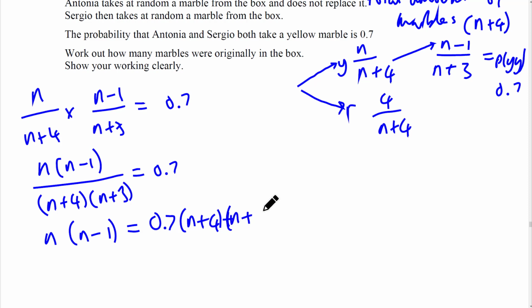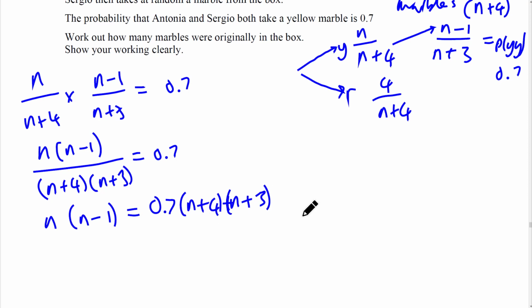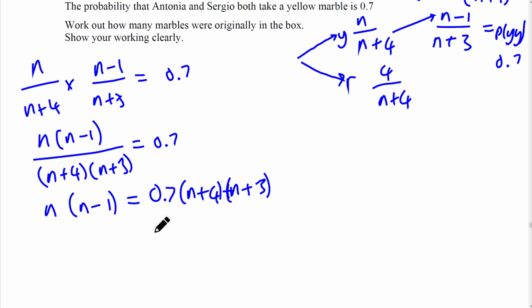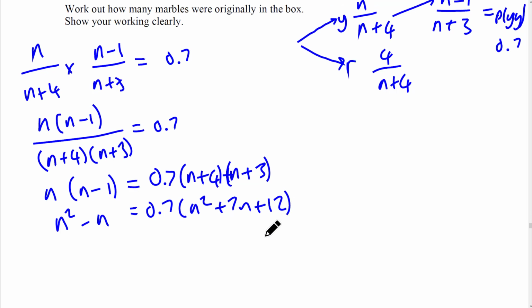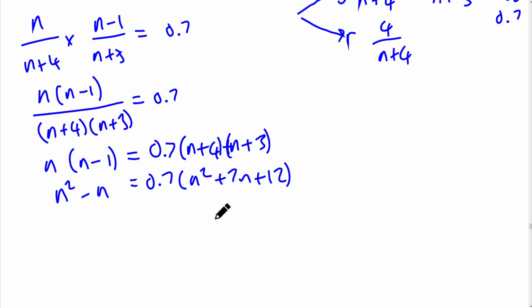Plus n plus 3. So we're going to just expand that out. Get 0.7. Let's expand this as well. n squared minus n. That's going to be n squared plus 7n plus 12. I do not like this 0.7. 0.7 is 7 over 10, right?